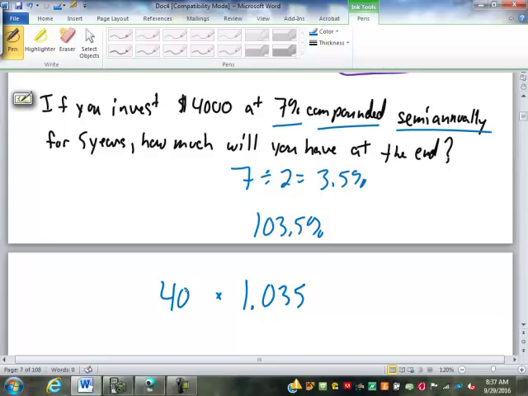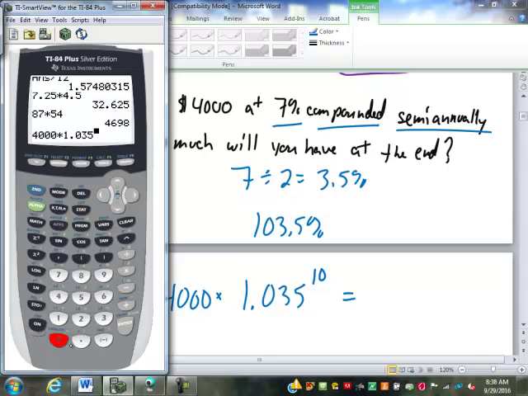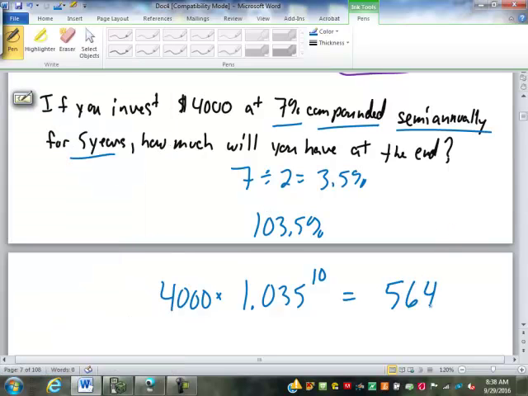So 4,000 times 1.035 to what power? 5 years, twice a year, will be 10. $5,642.40. Anybody have that? No?